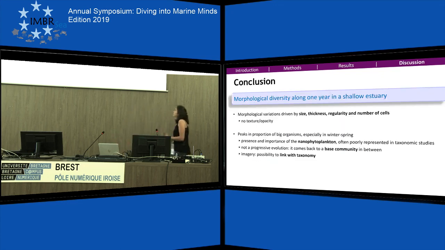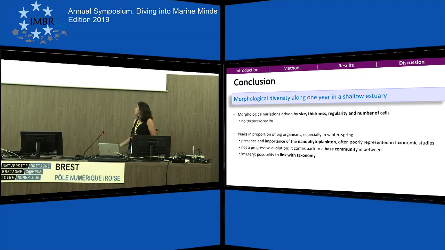So to sum up, in terms of morphology, size is the main driver. And it goes along with thickness, regularity, and the number of cells. But we didn't find texture or opacity, for instance, to be important in the main axis. In different analyses for different organisms, and also for different instruments, you can find texture to be important. So maybe the IFCB is kind of blurring this signal.